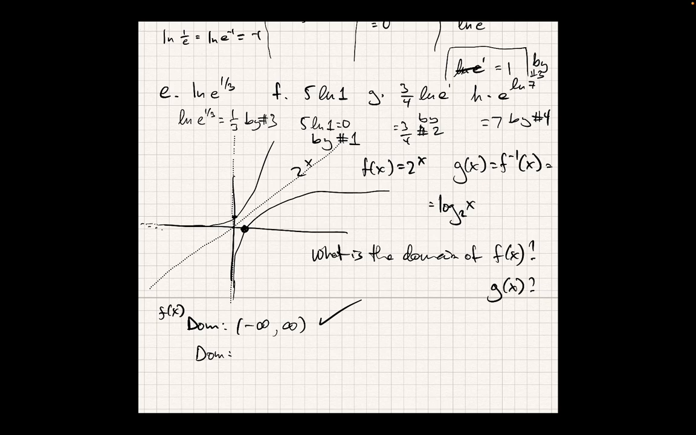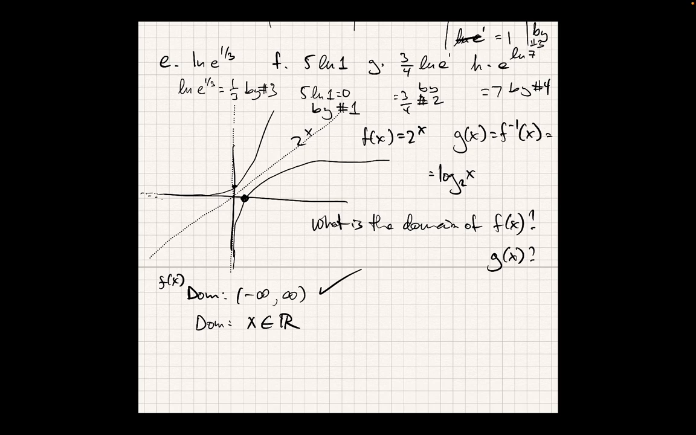What are the symbols? It's an R with two lines. So x is in the set of real numbers. X is an element of the real numbers, of all of them. Right. And there's a third way.